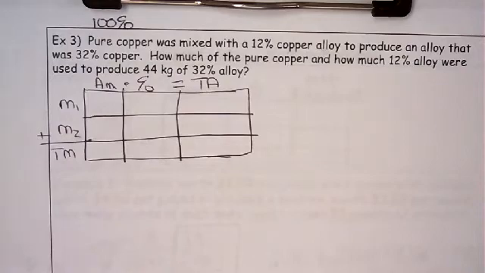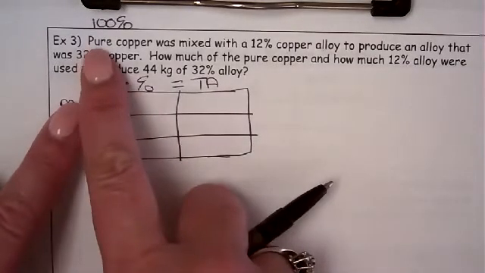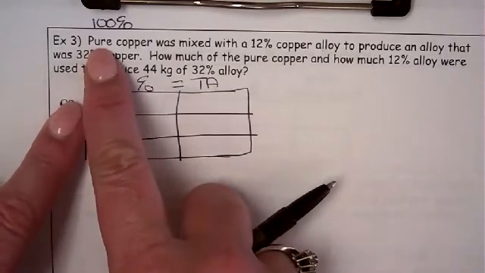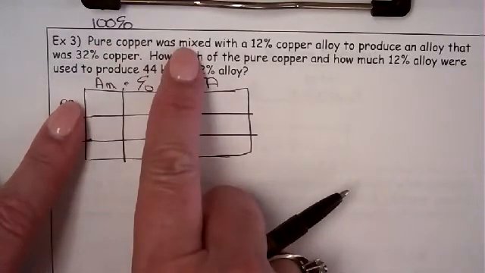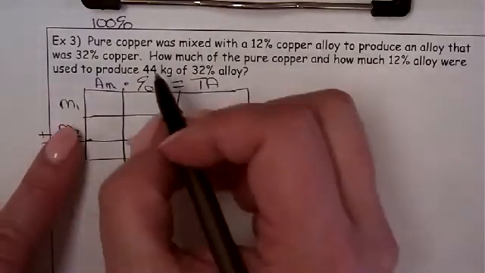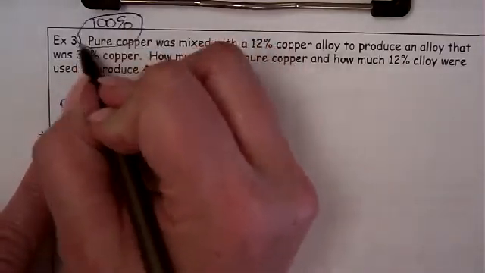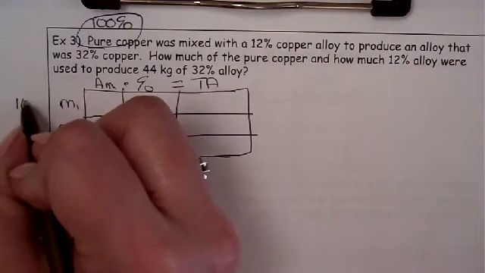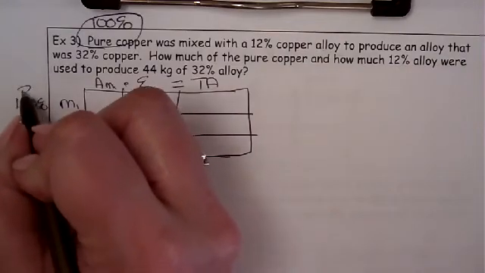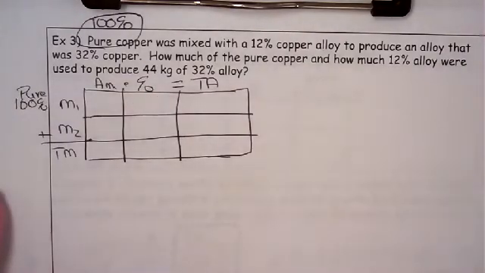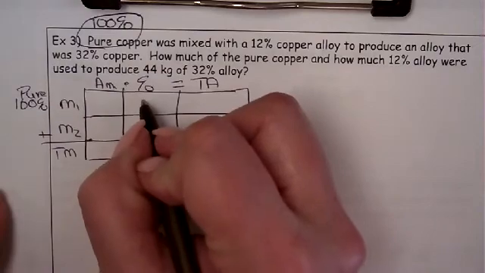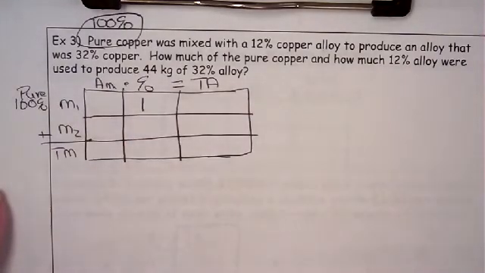Okay? Now, let's go back to mix 1. Mix 1 is this 100% pure copper. Okay? So my pure right here, what I'm going to put here is that 100% or the pure. Okay? Now, what decimal value is equivalent to 100%? 1. Okay?